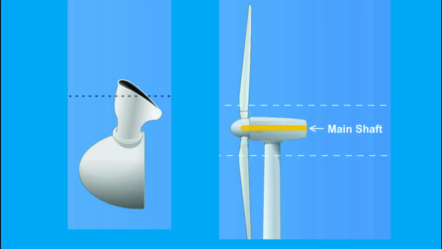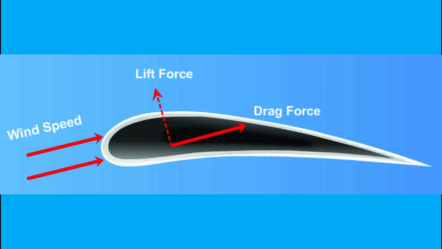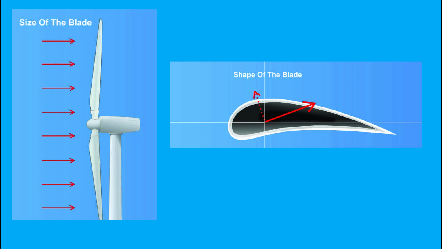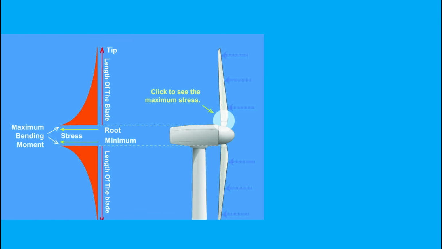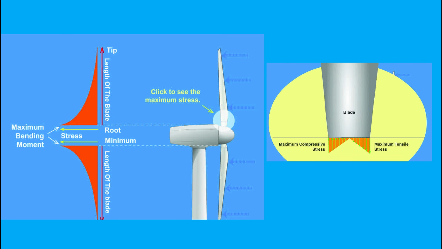A major component of the drag force acts in the direction that is parallel to the main shaft of the rotor. The magnitude of the drag force varies with the wind speed and the size and shape of the blade. Drag forces have a cantilever beam effect on the blade, causing the maximum stress at the joint between the blade and the hub, which is connected to the main shaft of the wind turbine.